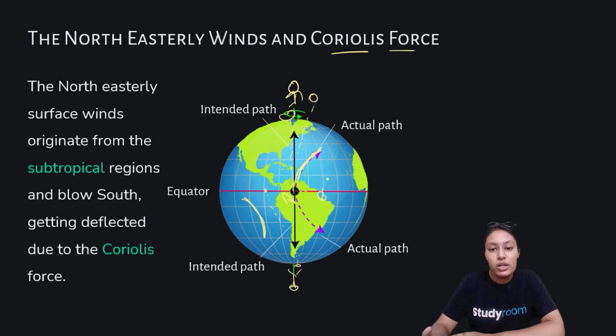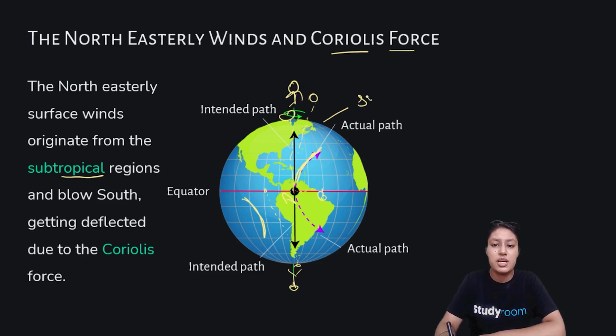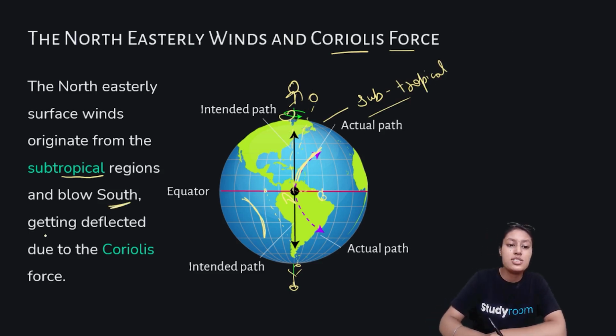Now let's make it clearer apart from the example. It is simply that northeasterly surface winds originate from the tropical region. So whatever winds we see in the tropical region or on the northern sides, what is their origin? They originate from the subtropical. It means if the child is the tropical wind, its mother will be the subtropical. And it blows towards the south. So the south is getting affected.